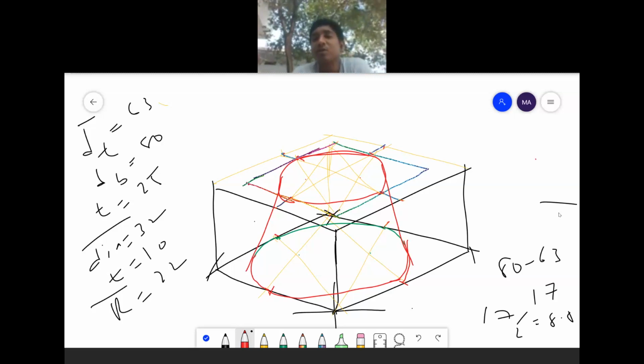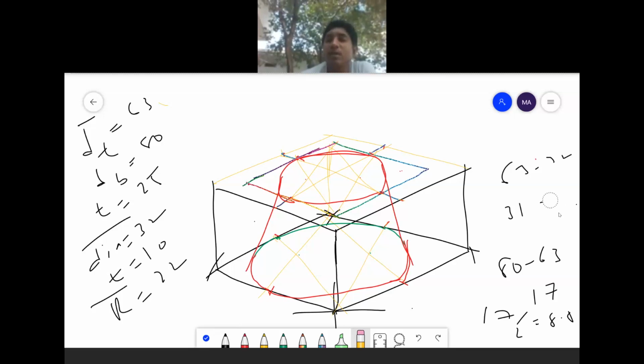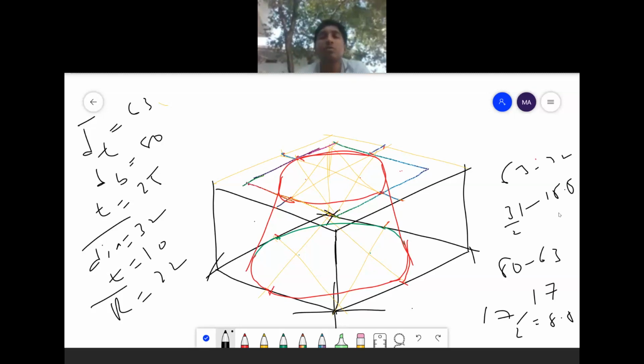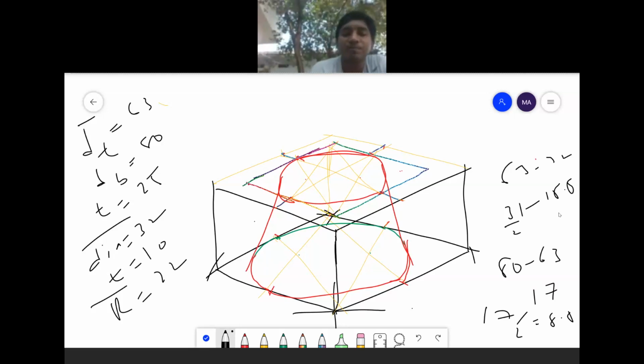Here the given diameter is how much? Here the top diameter is 63. It is resting on the top of a frustum of a cone. So what I need to do is, again I need to measure 63 minus 32. How much? 63 minus 32 is 31. Then 31 divided by 2 is 15.5. So I have to reduce 15.5 here.